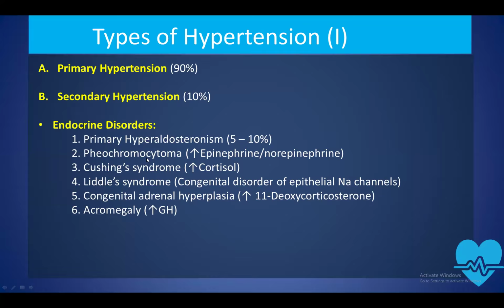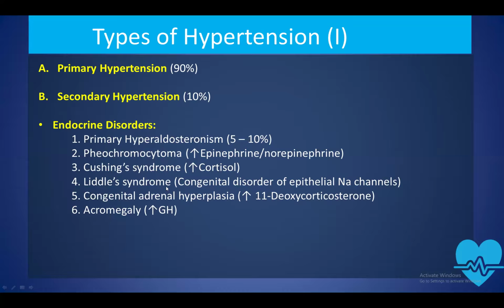In pheochromocytoma, the levels of epinephrine and norepinephrine increase, which cause vasoconstriction that results in hypertension. In Cushing syndrome, the levels of cortisol increase in the body, which increases the effects of epinephrine and norepinephrine that result in vasoconstriction and hypertension.